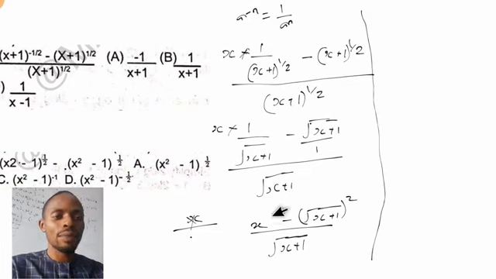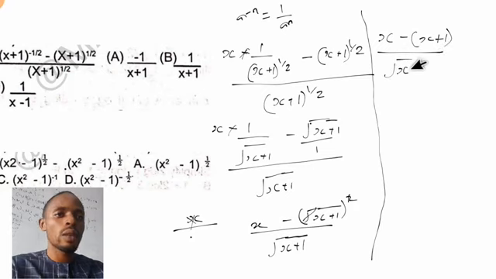So from this place now, we can simply say that this square here can cancel the square root here. So we're left with this. We have s plus 1, close bracket, divided by the square root of s plus 1.